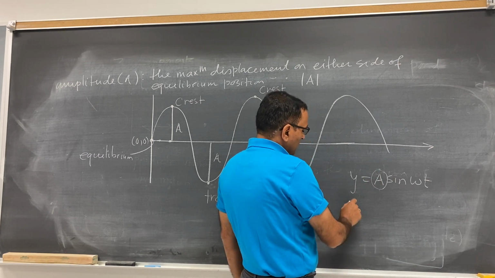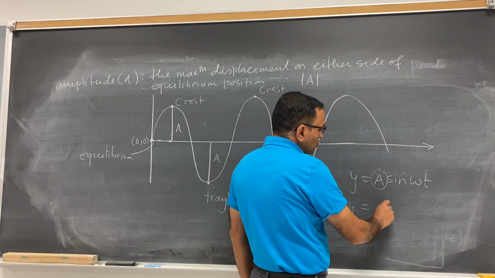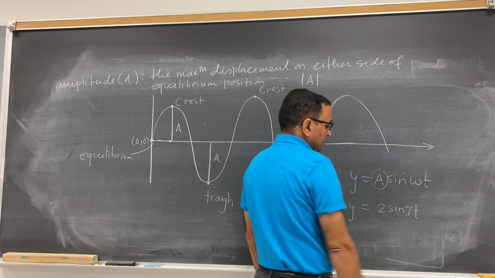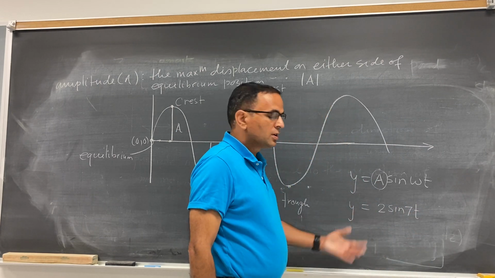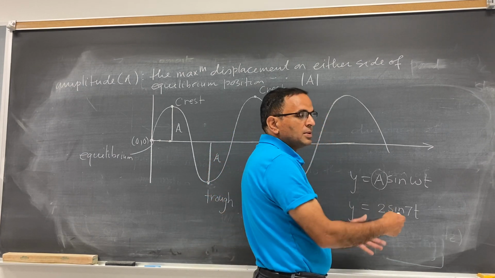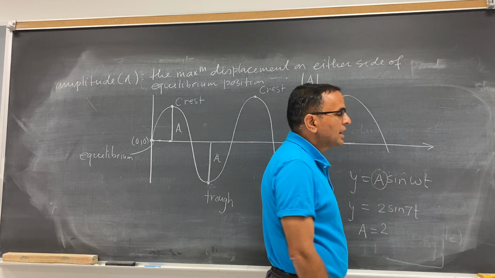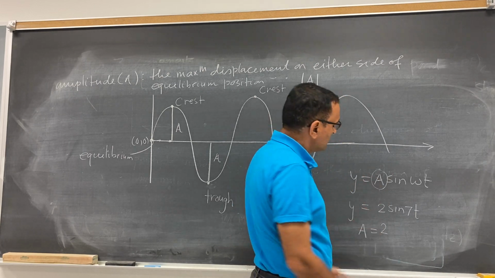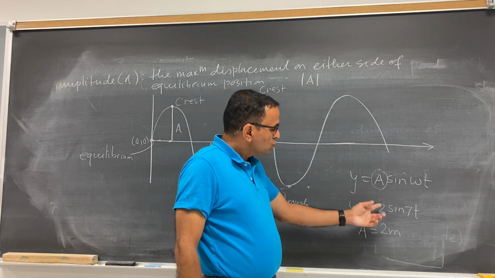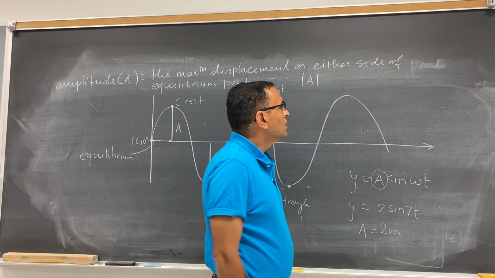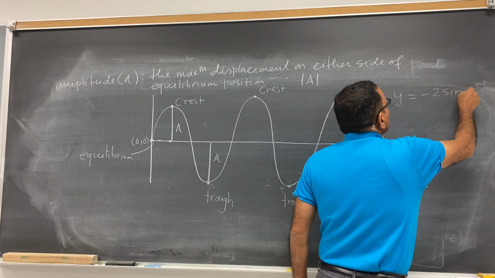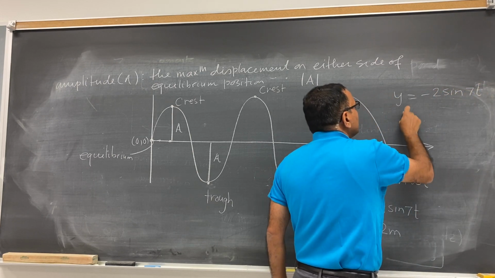For example, if you write down y equal to 2 sine, let's say 7t, like this. What is the amplitude here? Amplitude is 2, the unit is given like maybe meter, centimeter. Amplitude is the displacement, so I can write down meter. So if y equal to 2 sine 7t, it is 2 meter. What about this? If y equal to negative 2 sine 7t, what is the amplitude here then?